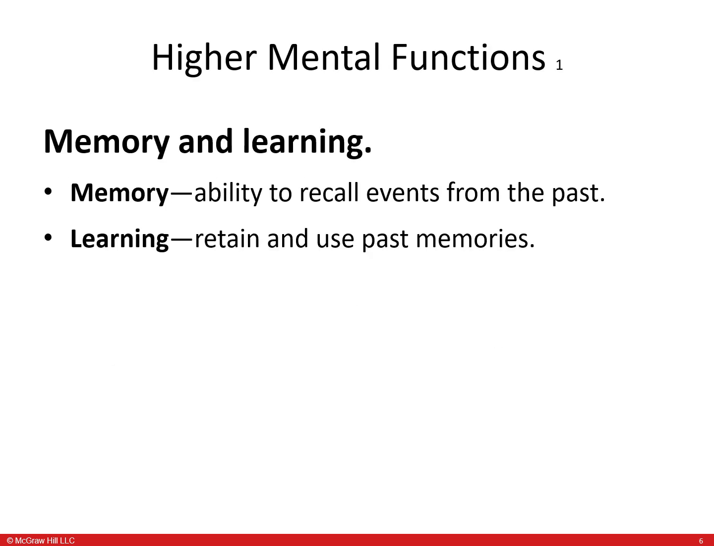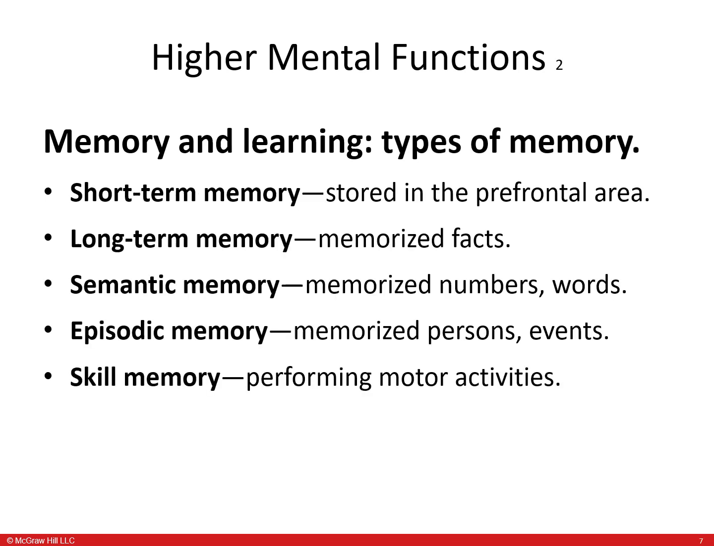There's a distinction between memory and learning. So memory is the ability to recall events from the past, whereas learning is the ability to retain and use past memories. There's different types of memories. So you have short-term memory, which is basically stored in the prefrontal area, long-term memory, which is memorizing facts, semantic memory, which is memorizing numbers and words, episodic memory, which is memorizing persons or events, and skill memory, performing motor activities. So skill memory will be like you learning to ride a bicycle, learning to drive.